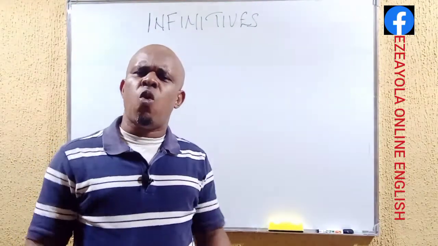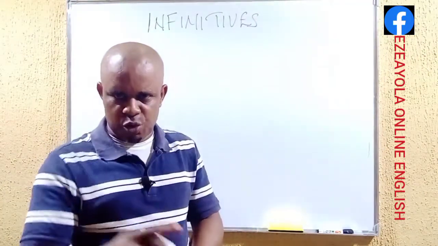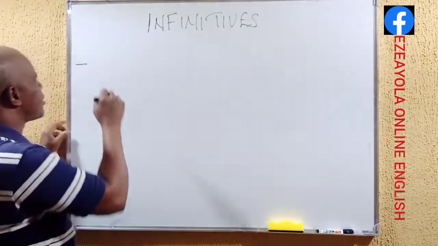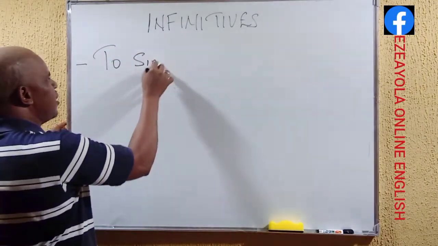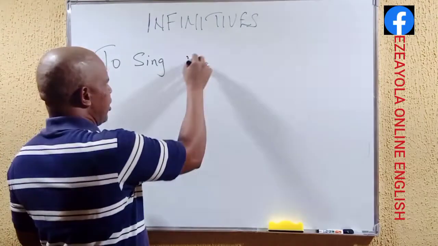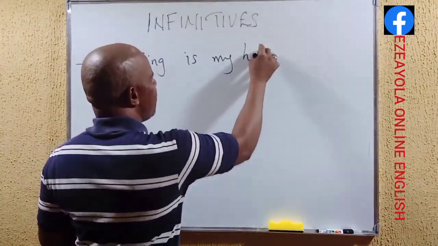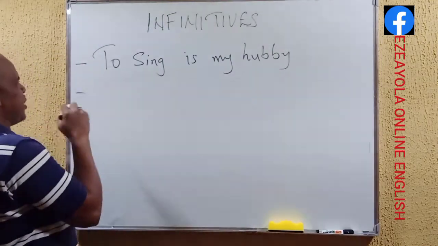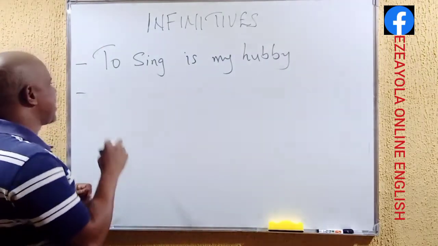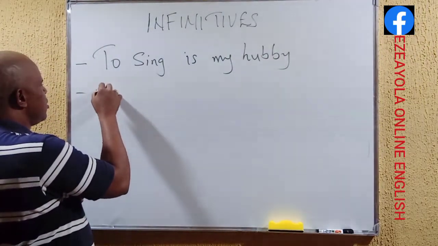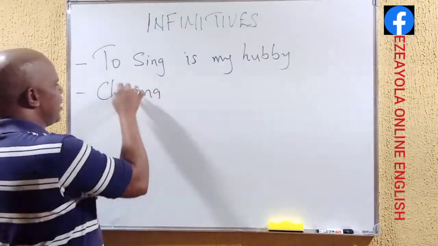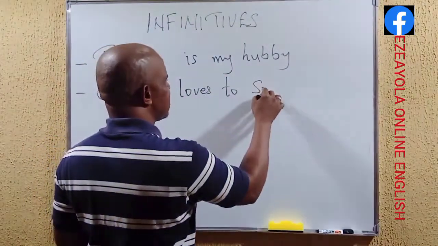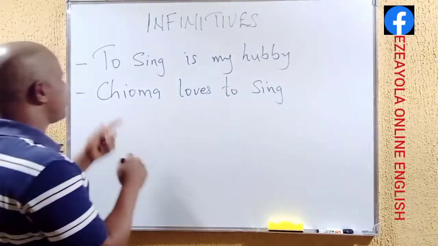Now, what are infinitives? What are the type of nouns we refer to as the infinitives? Let's take for instance, if we write something like: to sing is my hobby. Number two: Chioma loves to sing. Now look at these two expressions.